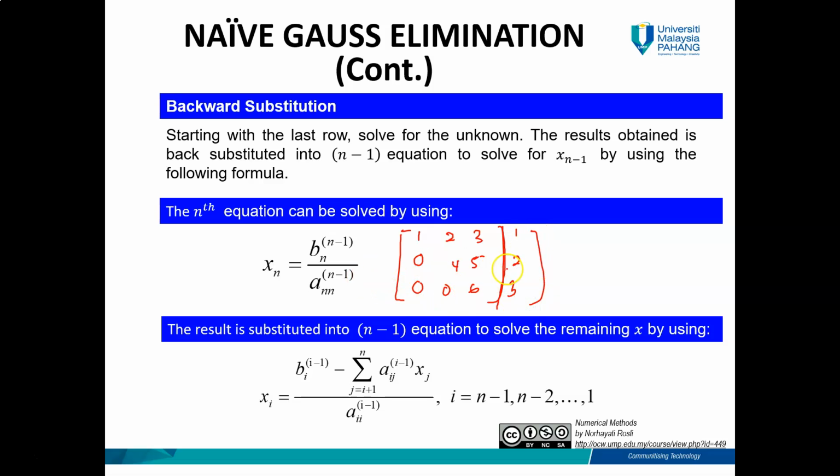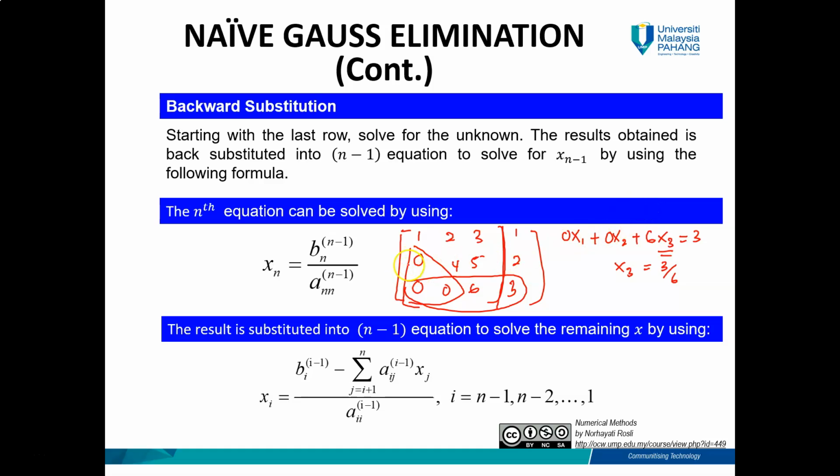So what does backward substitution mean? You start with the last row, change it back into an equation, then solve it for the unknown. When we change this back into an equation, we have 0x1 plus 0x2 plus 6x3, which is equal to 3. So the unknown we want to solve is x3, which will be equal to 3 over 6. This is the purpose of forward elimination, so that all these elements become 0, then we can solve by using the backward substitution method.